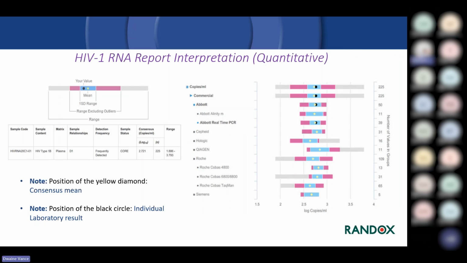So how close is the black circle to the yellow diamond? This provides a very good example of peer group assessment for the Abbott real-time PCR reagent, where the laboratory's mean falls very closely to the consensus mean. So it shows that the laboratory performance for this particular sample, which is sample 1, HIV type 1b, in the HIV RNA scheme, is sufficient at quantifying an accurate value.